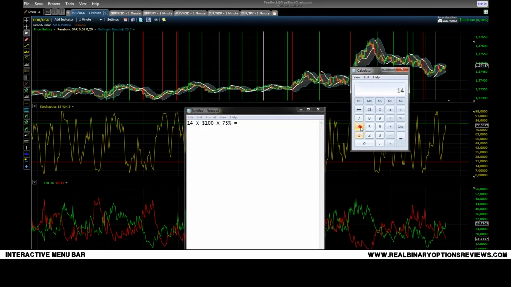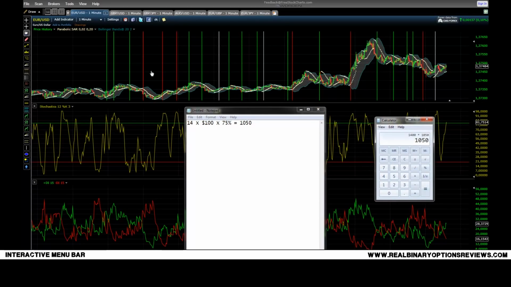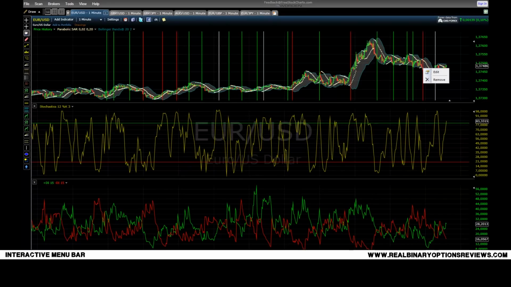So it's 14 times $100 times 75%. It is $1,050 profit. And let's now calculate the loss. It is 1, 2, 3, 4, 5, 6 losing trades.